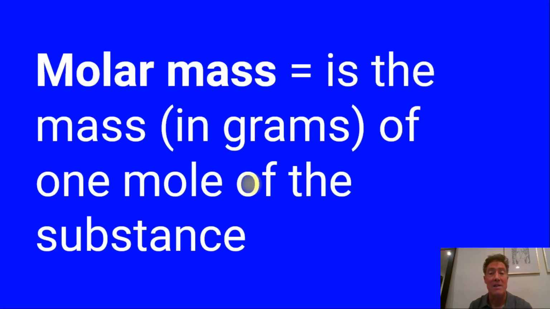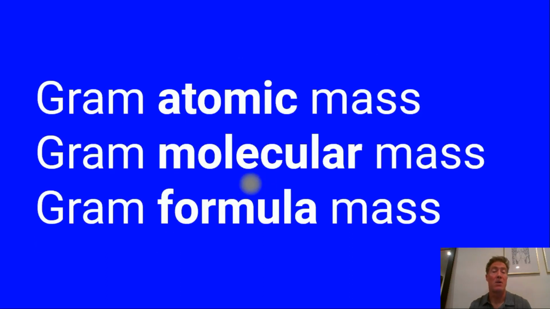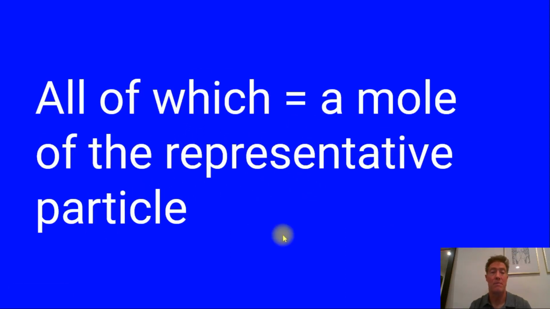Molar mass, it's the mass in grams of 1 mole of the substance. And it can be the gram atomic mass, it can be grams for molecular mass, it can be the gram formula mass. So this is just the atomic mass, the mass of the atoms in grams, the mass of all of the molecule in grams, the mass of the formula in grams. Just read it backwards if that helps. All of which equal a mole of the representative substance.